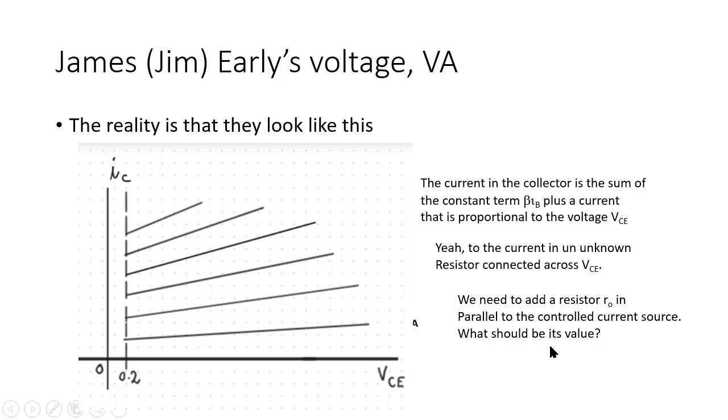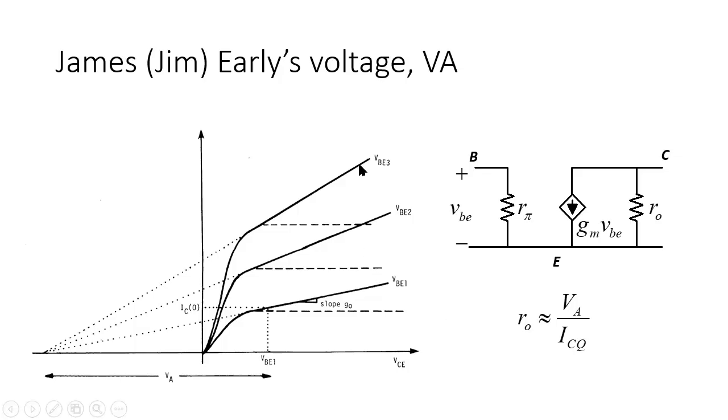That was the question, until James Early realized that if we extend all of those slanted lines backwards, they intersect the horizontal axis at the same point. That suggested that at any value of the base current, the appropriate resistor would be the same, and that resistance would be the inverse of the slope of the corresponding line. The slope of that line at any value ICQ would be approximately the rise ICQ divided by this voltage VA. The inverse is the resistance R0, VA over ICQ.